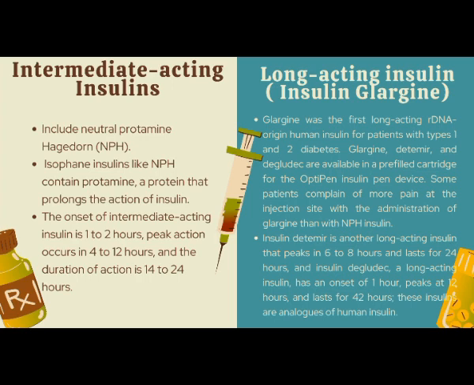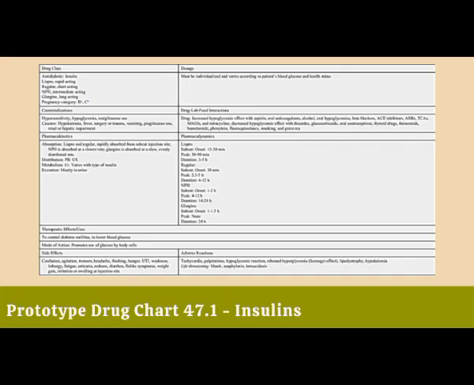Glargine was the first long-acting rDNA human insulin for patients with types 1 and 2 diabetes. Glargine, Detemir, and Degludec are available in a pre-filled cartridge for the OptiPen insulin pen device, prior to the soft copies being given.